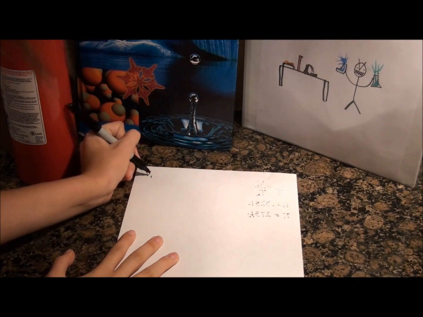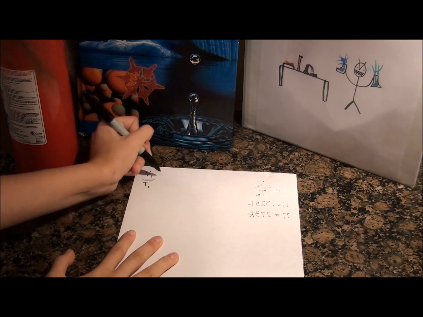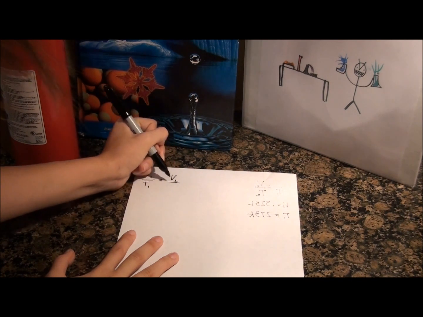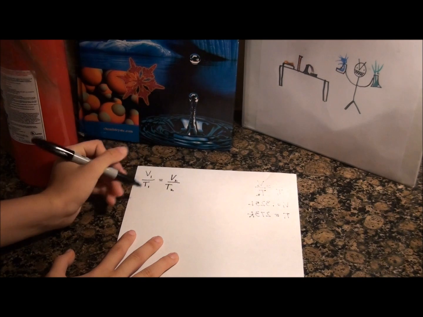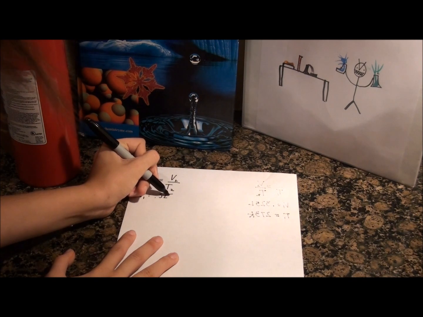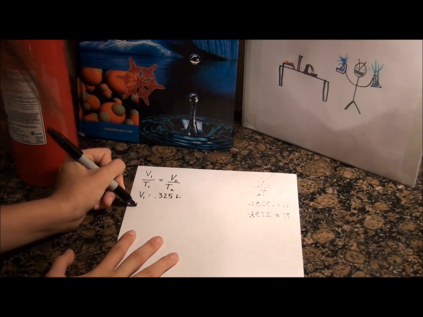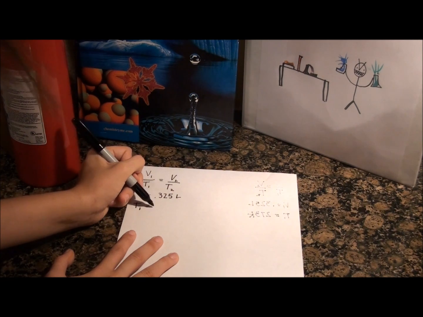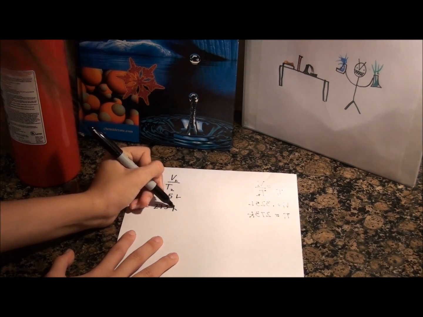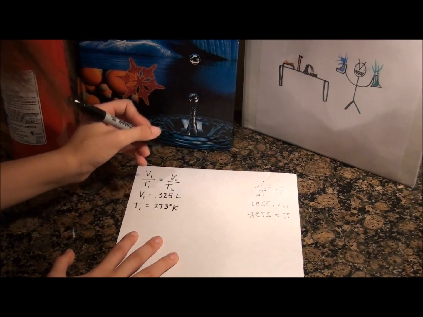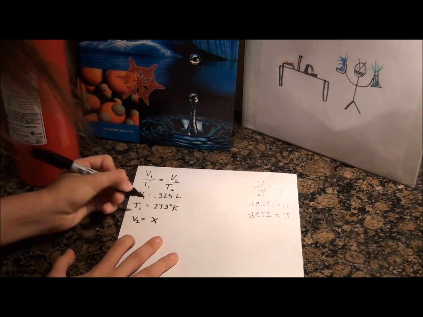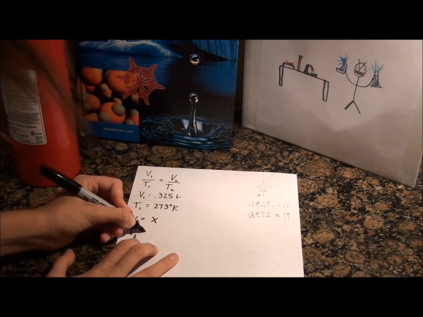V1 over T1 is equal to V2 over T2. V1 is equal to 0.325 liters, while T1 is equal to 273 degrees Kelvin. We do not know V2, so it's X, the variable. And T2 is equal to 373 degrees Kelvin.